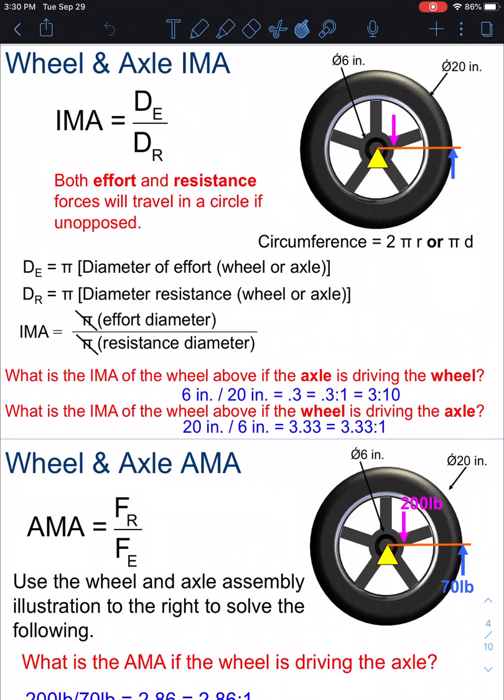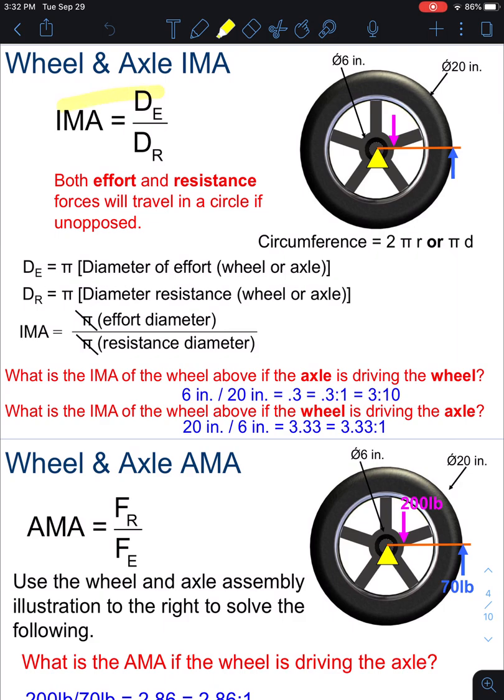Okay, guys, let's take a look at the wheel and axle example that you have. It's important that you know where exactly to get your numbers from for the wheel and axle problems. If you notice, the formulas are the same.